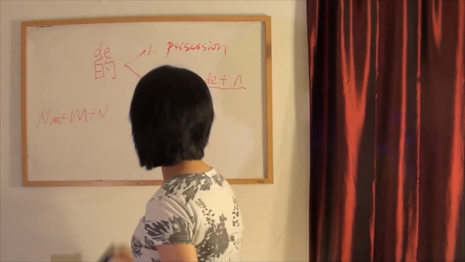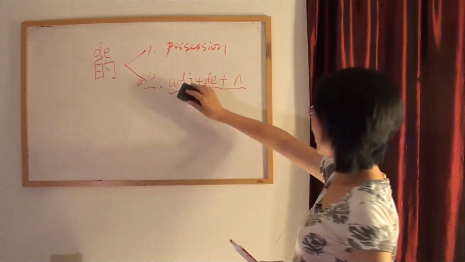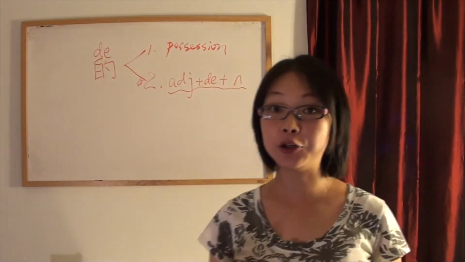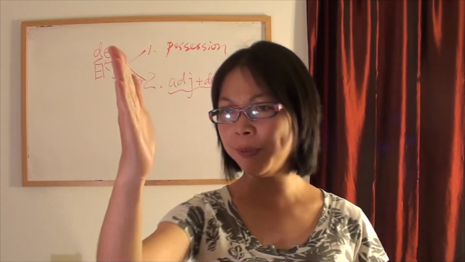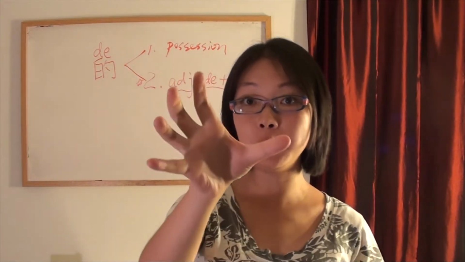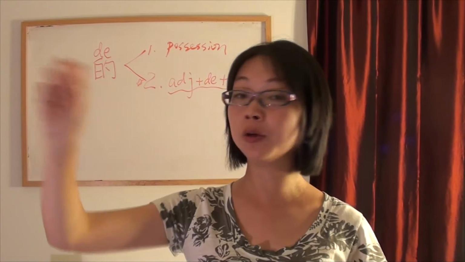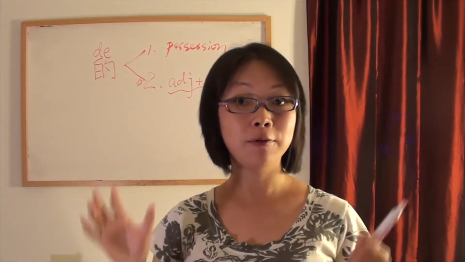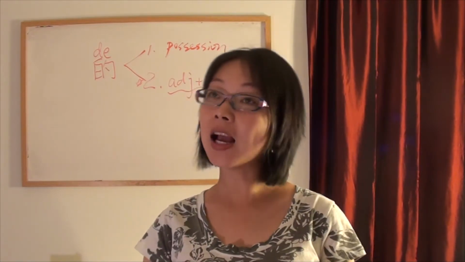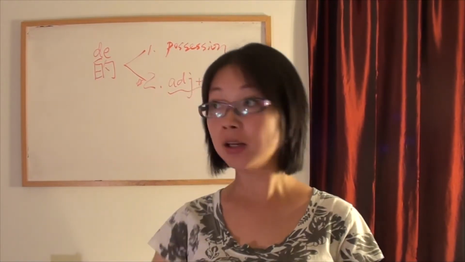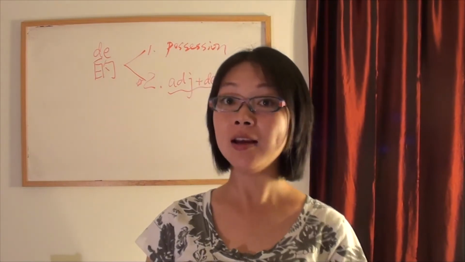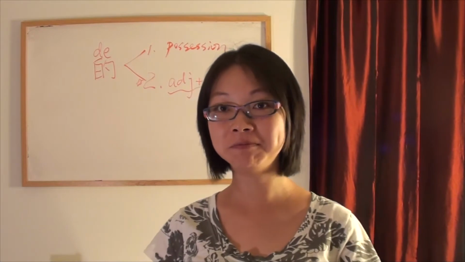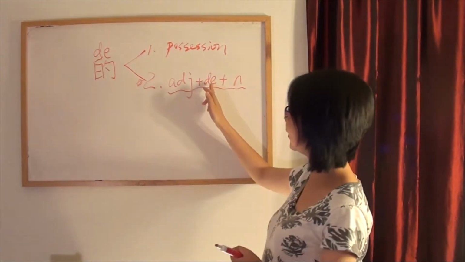So, let's take a look today at the second function. Adjective plus 的 plus noun. In English, you will say, beautiful girl. Beautiful is an adjective. Girl is a noun. Put them together, you don't need anything to connect them. For Chinese, you say, hey, I know beautiful is 漂亮. Girl is 女孩. Okay, so beautiful girl is 漂亮女孩. No. Because you forgot this one.